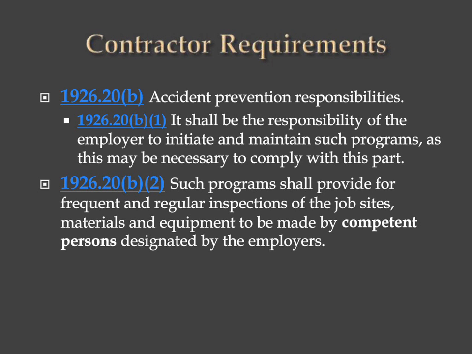Now, let's take a look at what OSHA has to say about accident prevention responsibilities for contractors. And you've got there in blue, if you go to OSHA and you go to 29 CFR 1926, that's the construction standards. You go to the ones that are listed here, you will find these. So accident prevention responsibilities: it shall be the responsibility of the employer to initiate and maintain such programs as may be necessary to comply with this part.